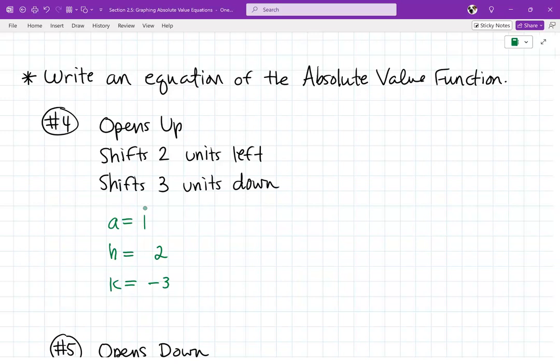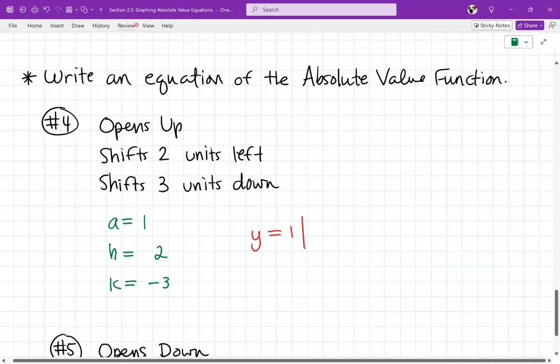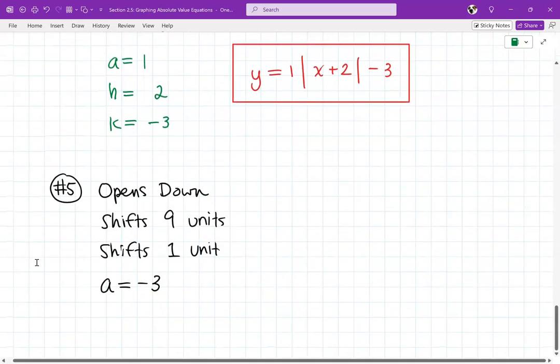So now that I know a, h, and k, let me write it down. y equals 1 times the absolute value of x plus 2, minus 3. And this is my answer for that. Notice h looks like a positive 2. That means it really should have been negative, which means it really needs to move to the left. Right? All right, are we okay with that one? Let's go to the next one really quick. And if you have any questions, let me know.